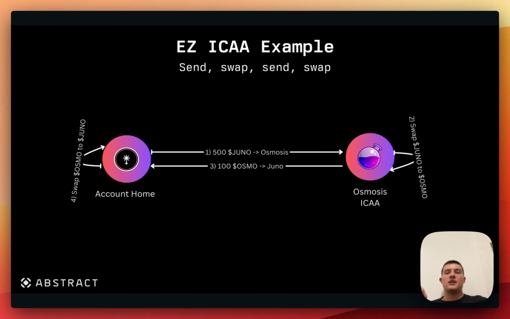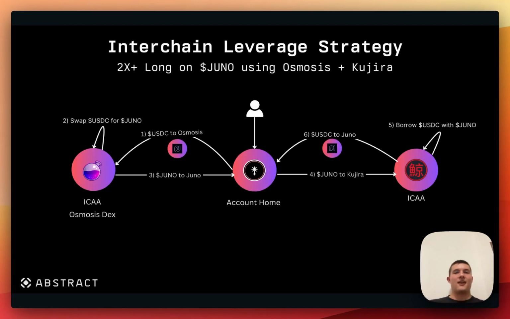An easy ICAA, or Interchain Abstract Account, application would be having an account on Juno, sending that Juno to Osmosis, swapping that Juno for Osmo using the DEX adapter on that Interchain Abstract Account, and then sending the Osmo back home and swapping that Osmo back for Juno, and you are right back where you started. You've just spent a little bit of gas. We'll be going over this in a few minutes, so feel free to stick around if you want to nerd out with some code.